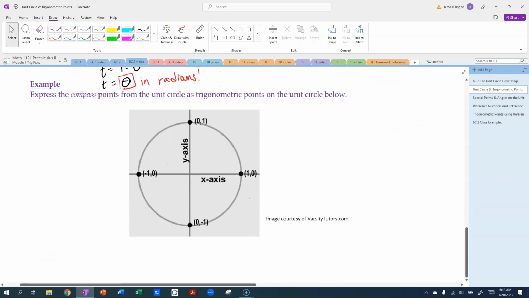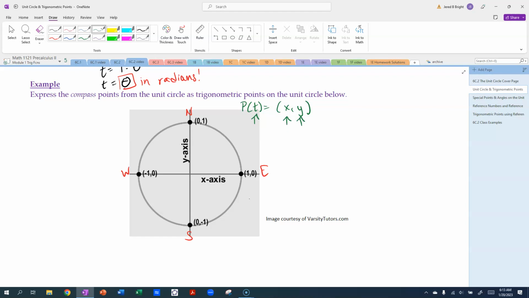All right, so concluding example here. Find the compass points from the unit circle. Compass points, I'm talking like north, south, west, and east. So find those points on the unit circle as trigonometric points. So we want to express them in the form of P of t is equal to x, y. And so really we need to find t, we need to find x, we need to find y.